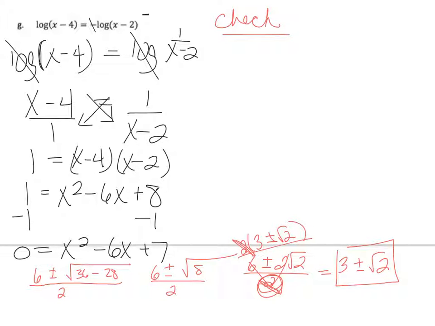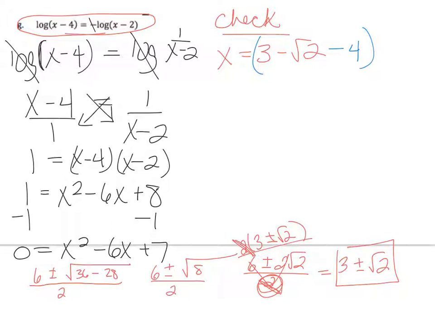Yes, we all get sad when we have to do the quadratic formula, but it's okay. It's not hard. It's just a little putsy. I'm going to check x equals 3 minus the square root of 2, all the way up here again. 3 minus the square root of 2 minus 4. So if I take this and I minus 4, I'm going to get a negative number, right? That's not a good one.